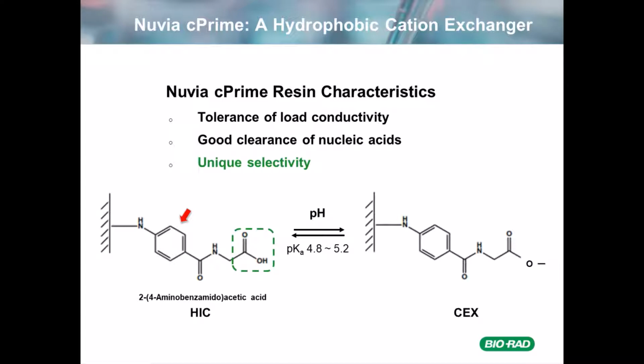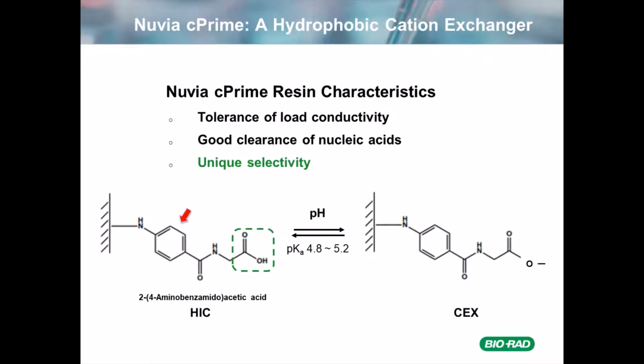If we move to a more basic side, such as pH 7, the carboxylate group of the ligand will be fully ionized and carry negative charge. So now the resin will work more like a classical cation exchanger. Typically, this resin has a good tolerance of low conductivity, and it provides good clearance of nucleic acids because a hydrophobic resin doesn't bind nucleic acids, and also the negatively charged form has a repulsion to the nucleic acids.